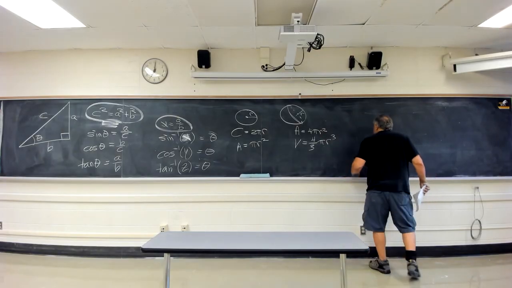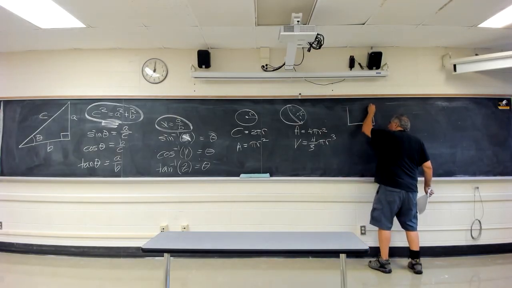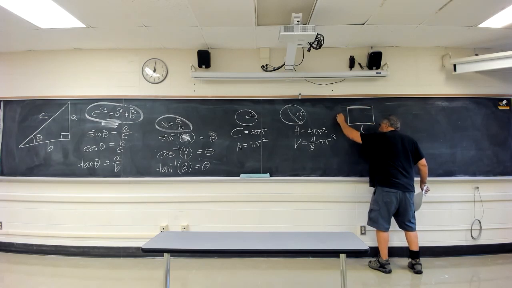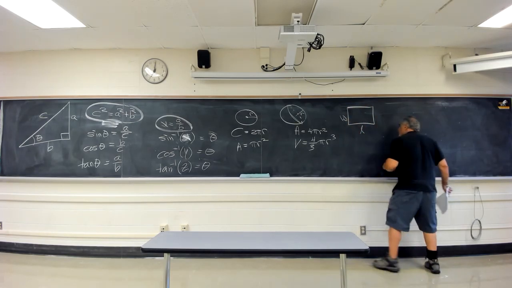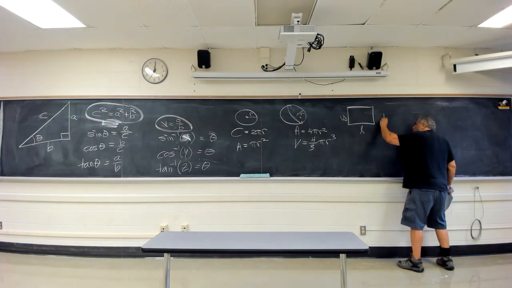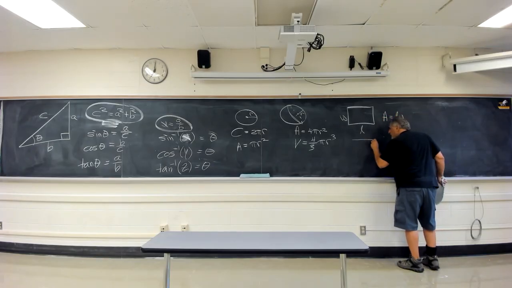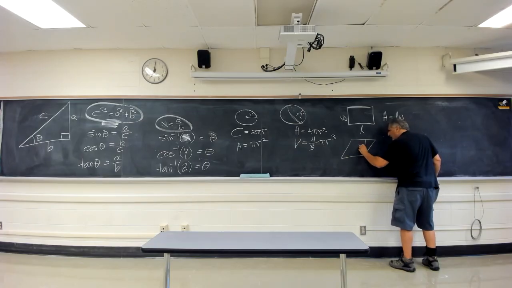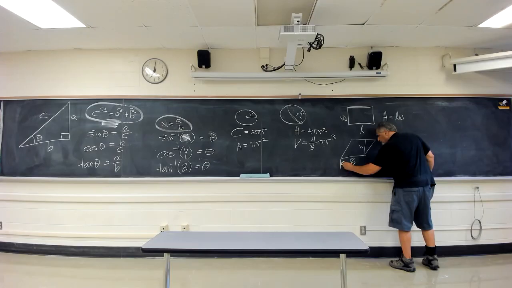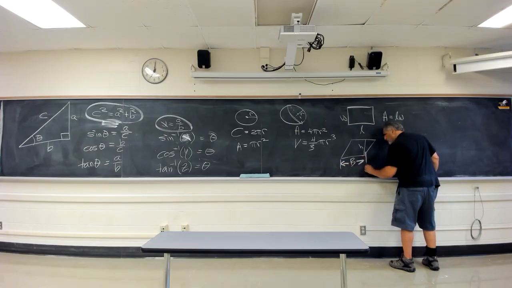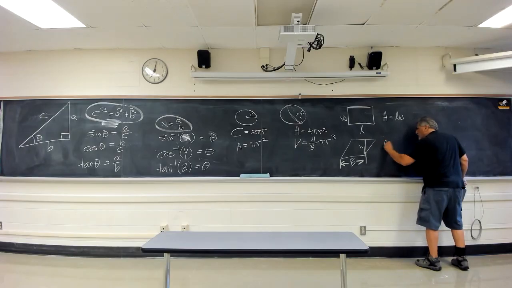Talk about any rectangle, even a special rectangle called a square. If that's length and that's width, area is length times width. If it's any parallelogram like this, and it's got, like, let's say a height h and a base b right here, area is base times height.